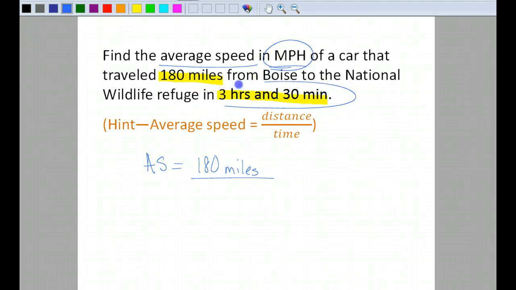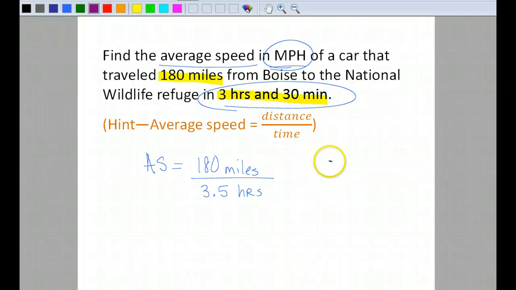So let's say, how can we write 3 hours and 30 minutes in just terms of hours? Well, 30 minutes is half of an hour. So I'm going to say I've got 3.5 hours. So now what's 180 divided by 3.5? Don't use your calculator. So go ahead and pause, and I want you to work. Okay, now you and I are going to work that out together.